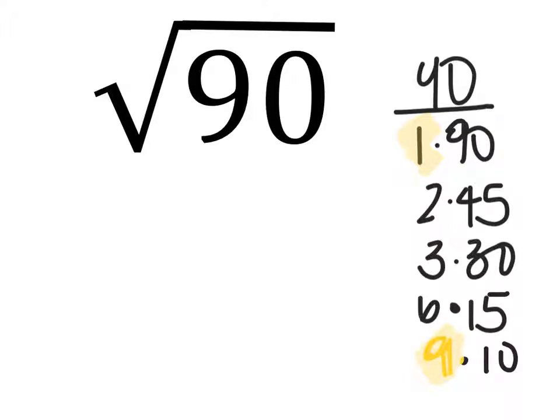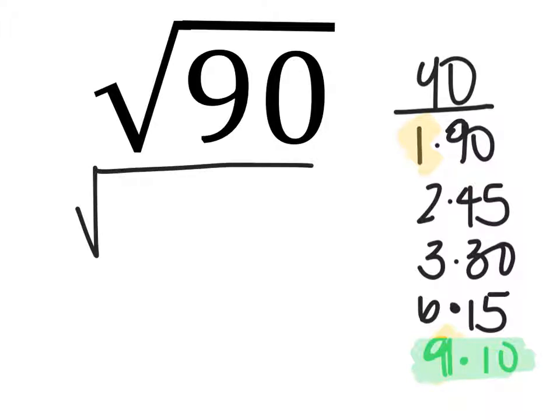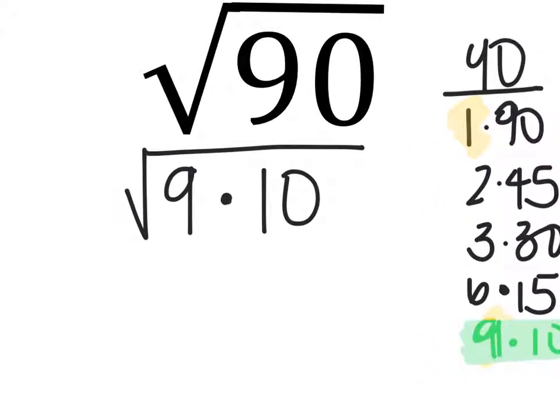So my biggest perfect square was my 9 times 10. So instead of the square root of 90, I'm going to write this as the square root of 9 times 10. The reason I want to do that is because when I'm multiplying two things underneath the radical, I can rewrite that as two separate square roots. We talked about this a couple weeks ago on one of our bell ringers, that we could write this as the square root of 9 times the square root of 10.